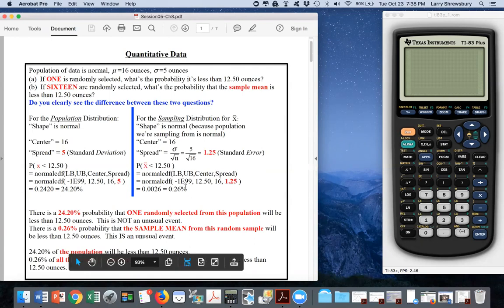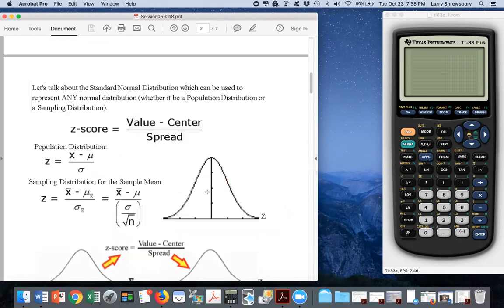So over here, we're saying this is the proportion of all the possible sample means we could ever possibly get that will be less than 12.50. Very small proportion indeed. Now, let's go over this next page.